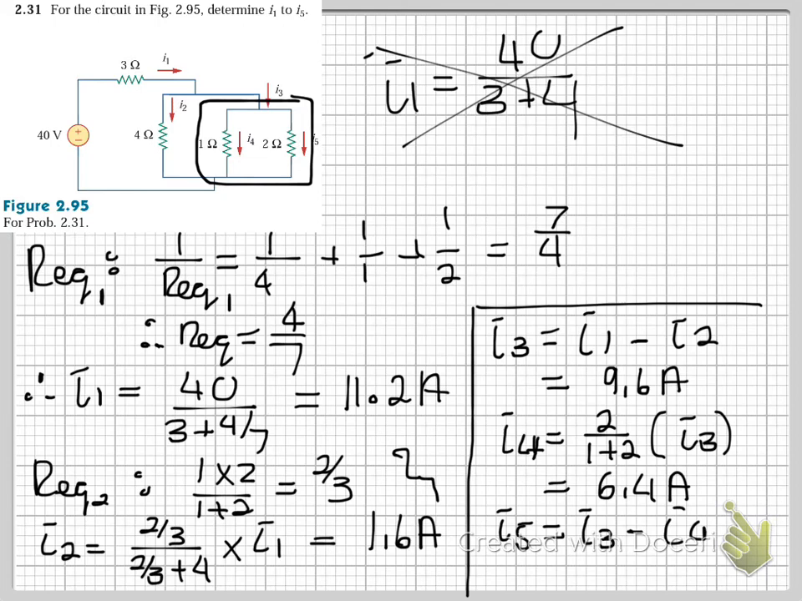And I5 is equal to I3 minus I4, which is 3.2 amps. Yep. And that is that one. Pretty long question.